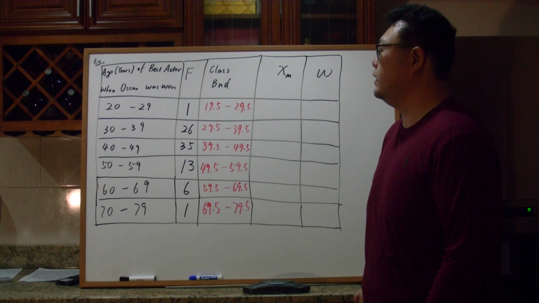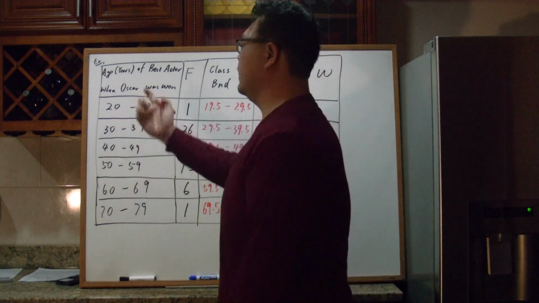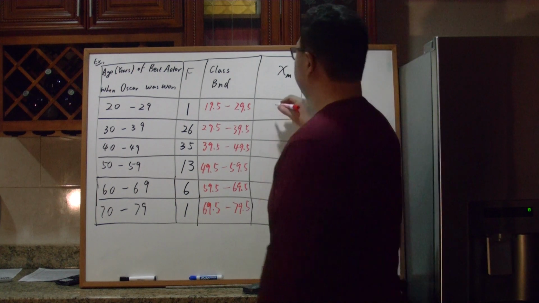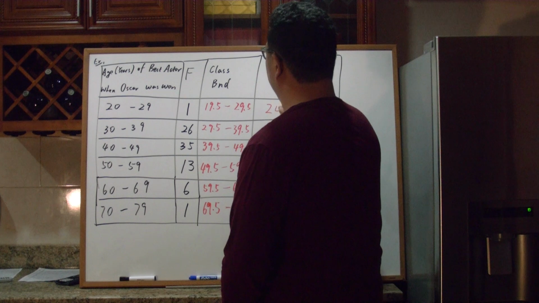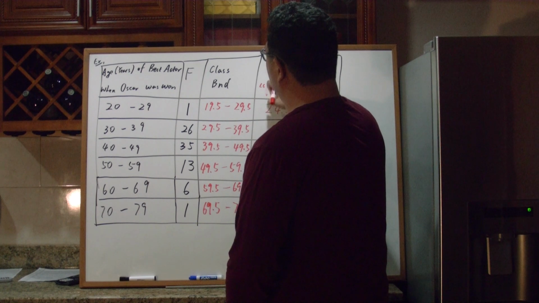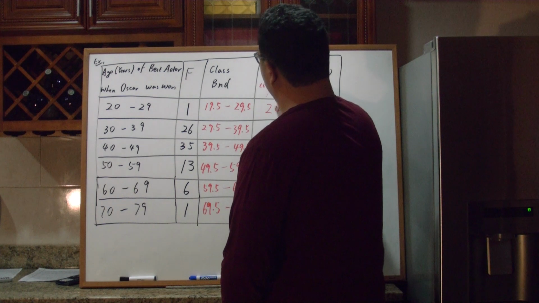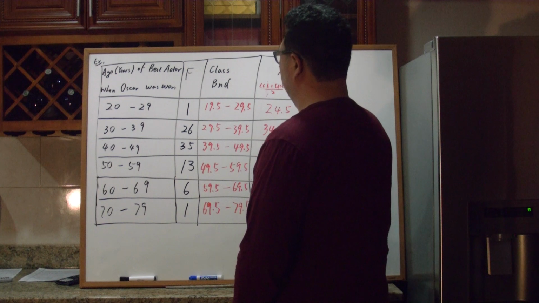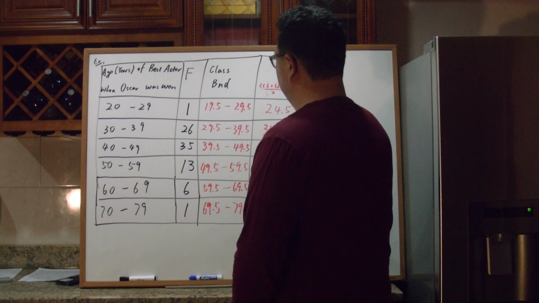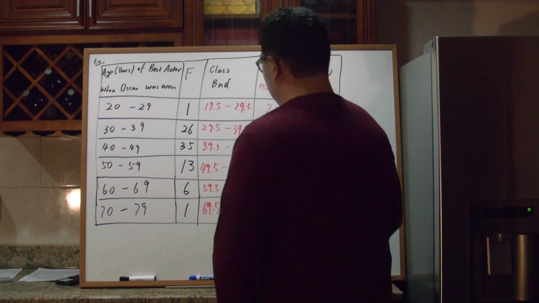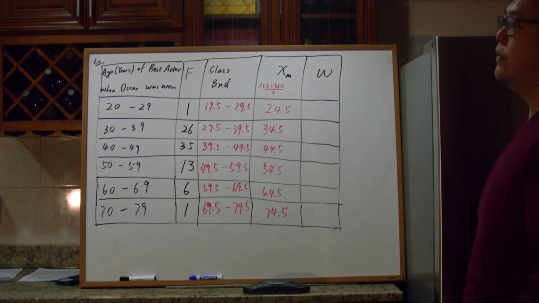And then for class midpoint, we add the lower and upper limits together, then divide by 2, which is the middle between 20 and 29, which is 24.5. Right, how we get it is the lower class limit plus the upper class limit, then divide by 2. Then we get 34.5, 44.5, 54.5, 64.5, 74.5.